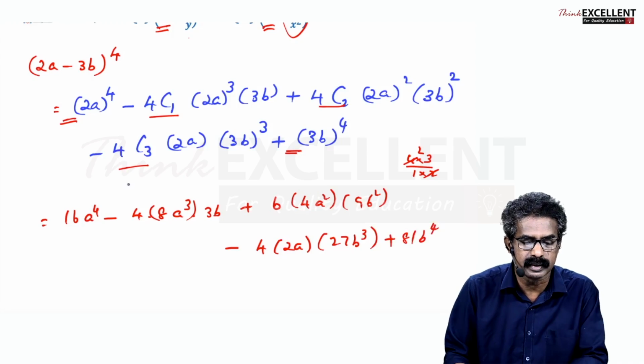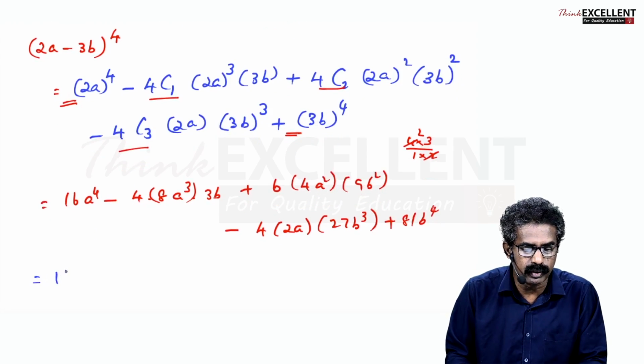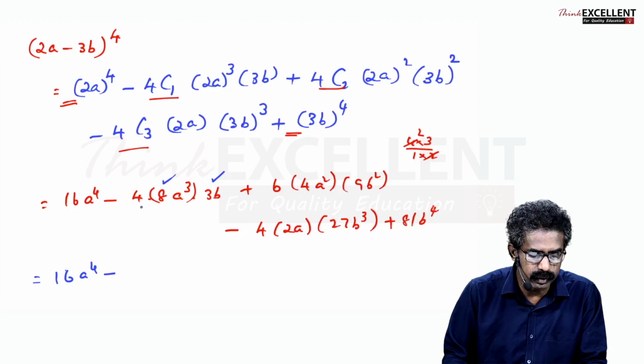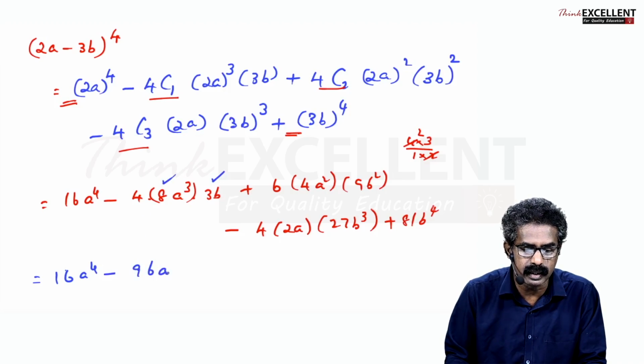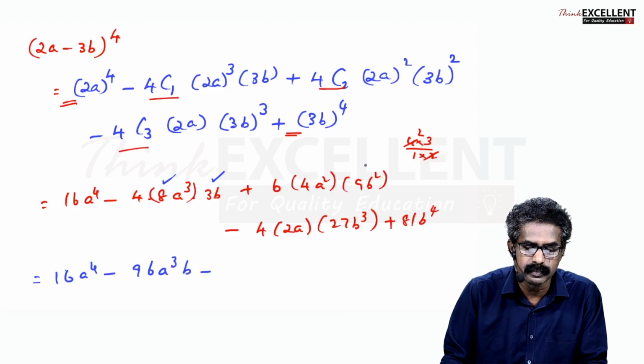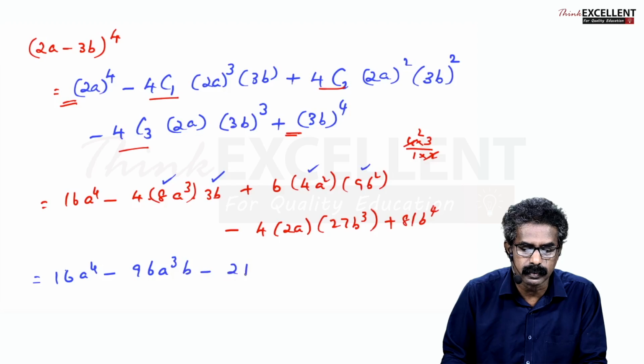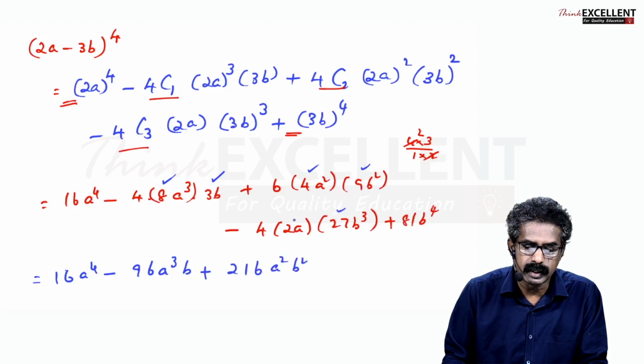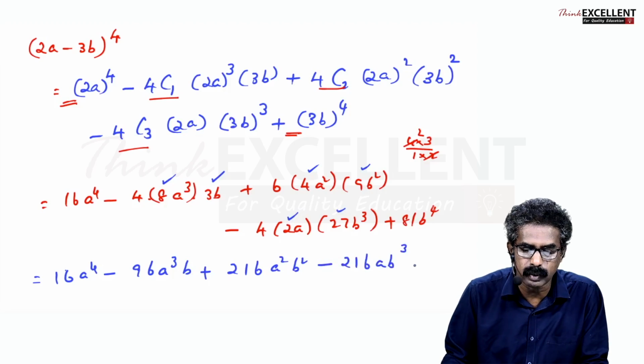That's all. Now one last step. 16a raised to 4. Minus, you multiply all these things. 3, 24 into 4, 96, right? 96 a cubed b, minus 9 4s are 36 into 6, 216. Plus 216 a squared b squared, right? 27 into 4 is 108, into 2 is 216, that also. Minus 216 ab cubed plus 81b raised to 4.